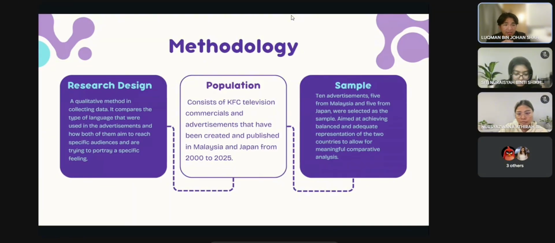The population consists of KFC television commercials and advertisements that have been created and published in Malaysia and Japan from 2000 to 2025. We try to keep it relevant, but also try to have a large population so that we can get enough data. The sample that we chose was 10 advertisements, 5 from Malaysia and 5 from Japan, and we are aiming to achieve balance and adequate representation. Since it is 5 in Malaysia and 5 in Japan, we are trying to have a comparative analysis that is meaningful and as fair as possible. Okay, next.